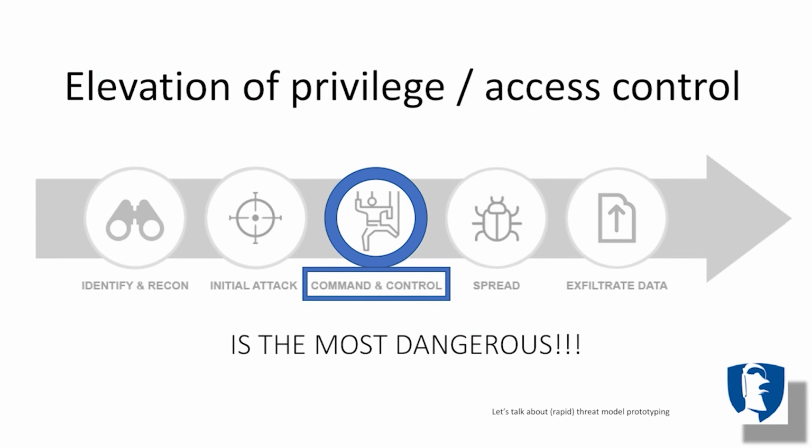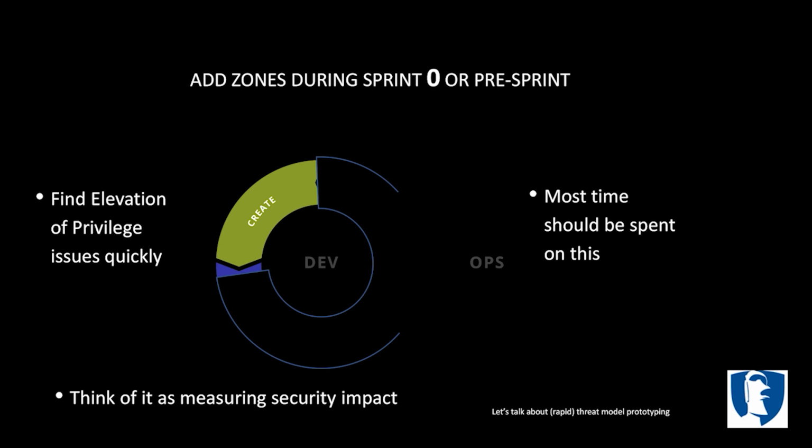The most important thing in any diagram to find is where you can elevate privilege. And you want to do that first, and you want to do that foremost. The reason is everything else, okay, identify recon, initial attack of your attack kill chain, fine. But the command and control bit, elevating privilege, is where they cause the damage. Then it can move laterally. So we want to create a way, rapid threat model prototyping, where I can find that quickly. And I want to find it right away.